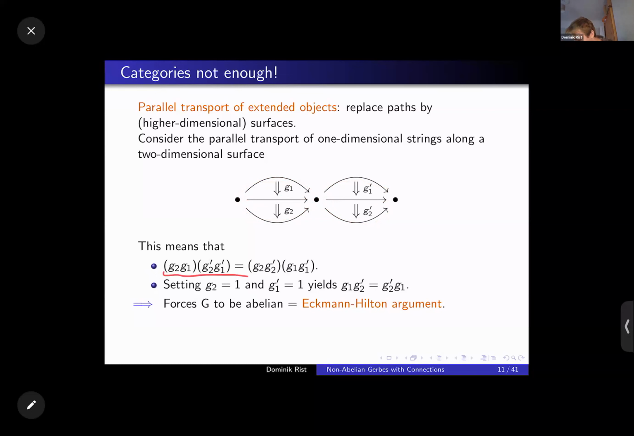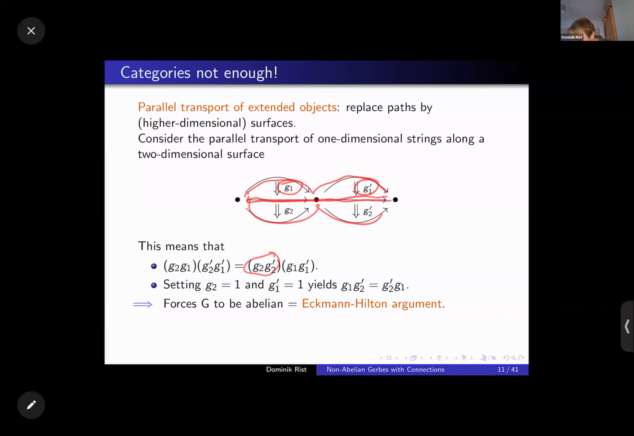Right? And this is precisely this identity. So first I transport G1 and G1 prime, so I do this into this configuration. And then from there, I move my string into this configuration by G2 times G2 prime.